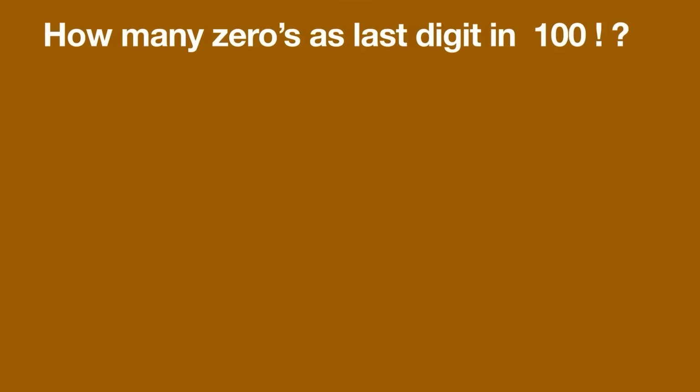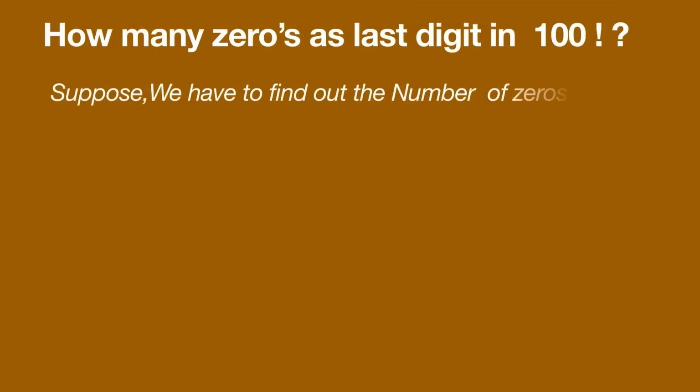To find out the number of zeros, what will we do to know the answer? Actually we may start from a small number. Suppose we have only factorial 7. In case of factorial 7, we want to know the number of zeros.